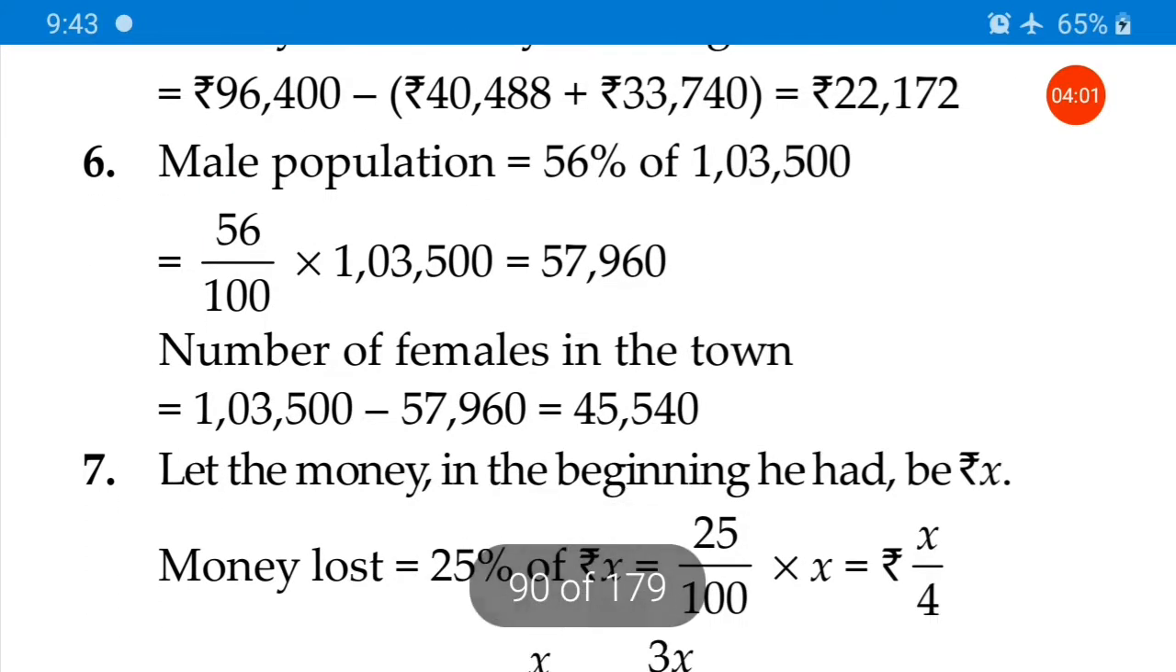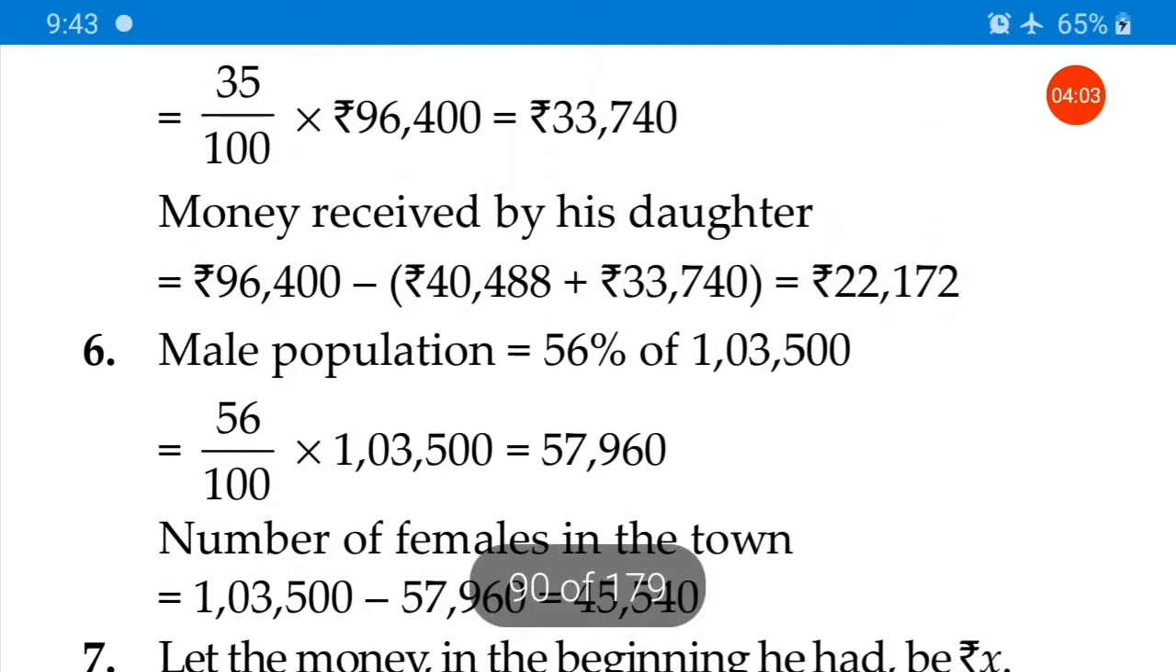Now we'll go to question number 6. The population of a town is 1,03,500. If 56% of the population is male, find the number of females in the town. Once again I am reading the question. The population of a town is 1,03,500. If 56% of the population is male, find the number of females in the town.